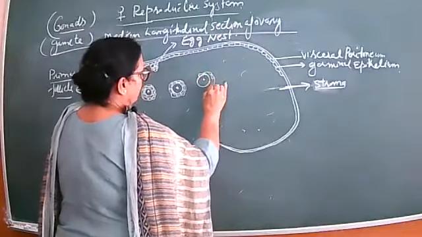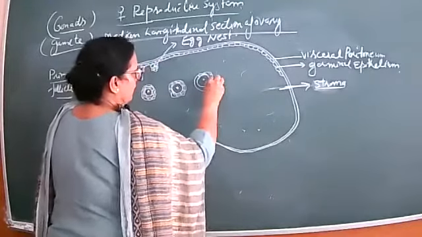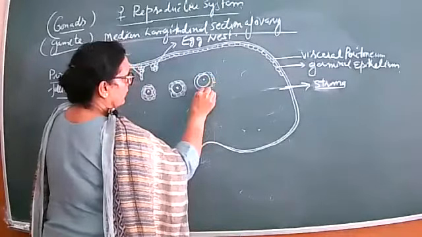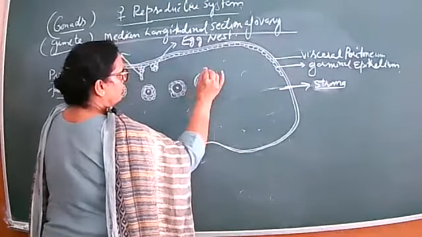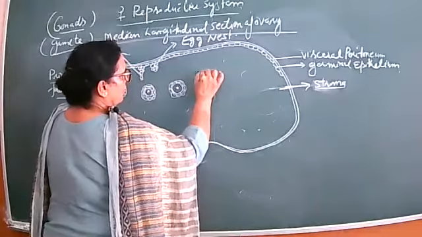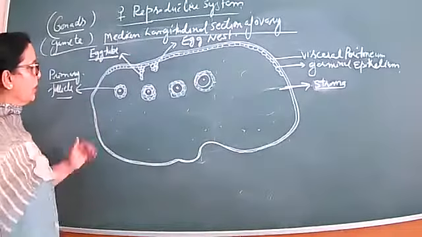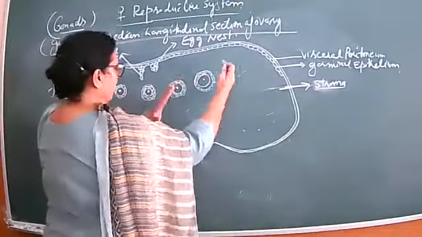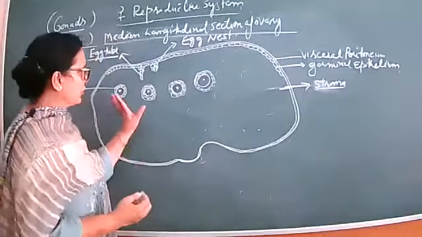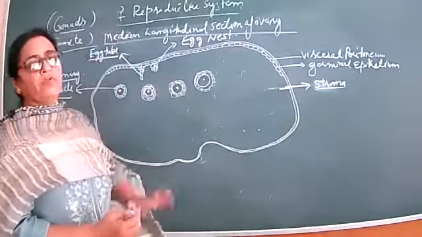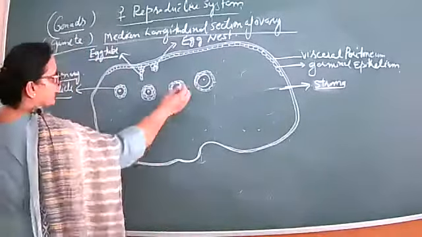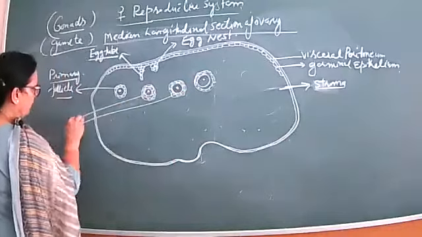So cavity will be formed like this. Now this is the cavity. Cavity is formed. So all these, what are these? These are the different stages of developing follicles. So we can mark these as developing follicles.